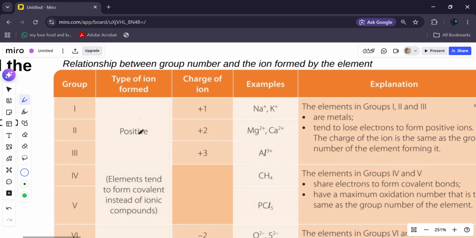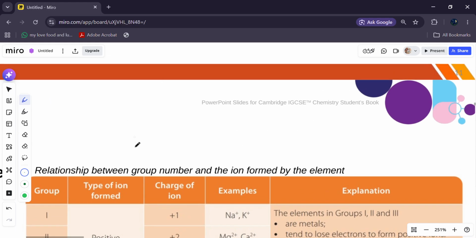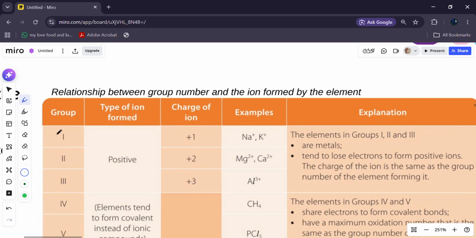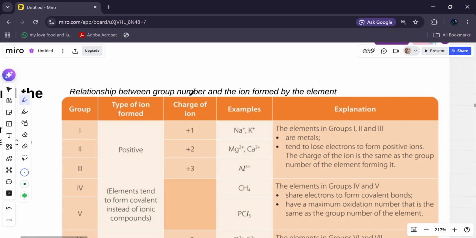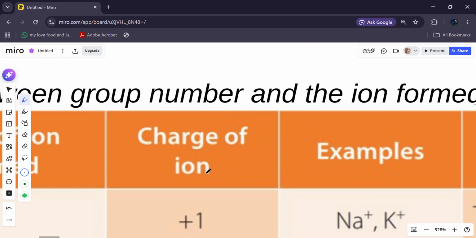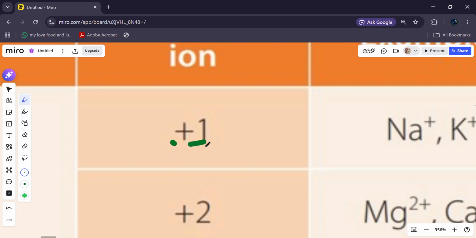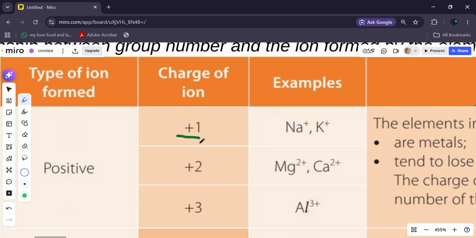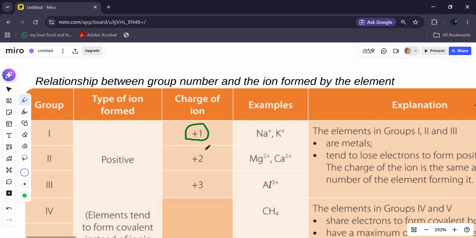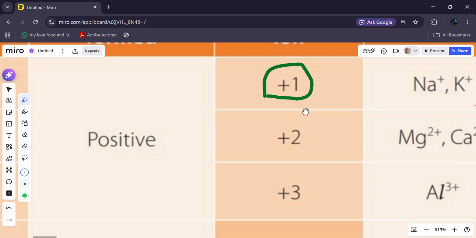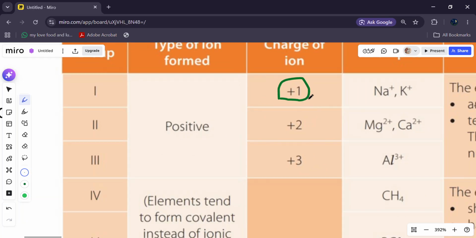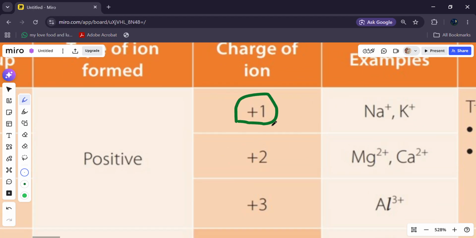Now, since groups 1, 2, and 3 are mainly metals, and remember, metals give away electrons, they don't take, they give. Since metals lose electrons, the charge becomes positive. Plus is not because it gained an electron, it's because it actually lost an electron and the entire atom became positive. That is a topic we learned in chapters 11 and 12. If you want to learn more specifically about this, I highly suggest you watch those videos first.